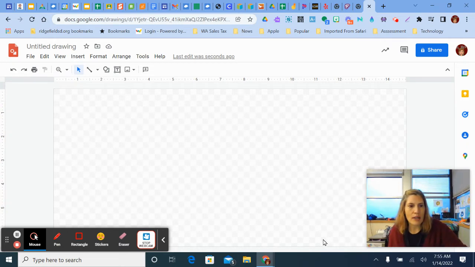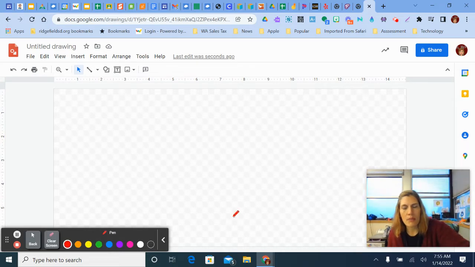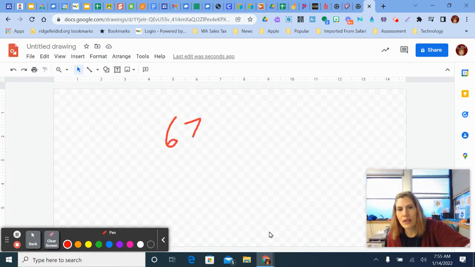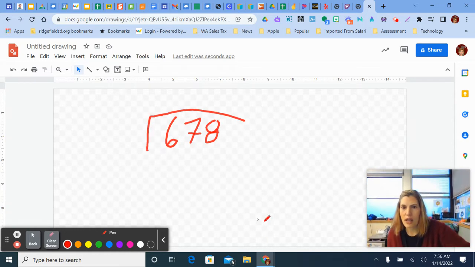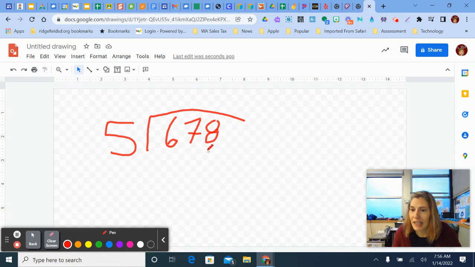So let's say that we have the number, we'll start with 3-digit numbers. So 678. And we're going to try to figure out how many times 5 can go into it. I know it's not going to be even because it ends in an 8. And so 5 isn't going to go into it evenly. There'll be a remainder. But I'm going to go ahead and get started.